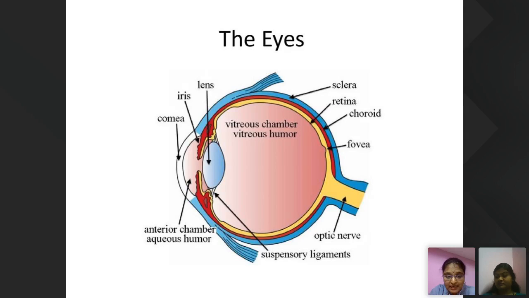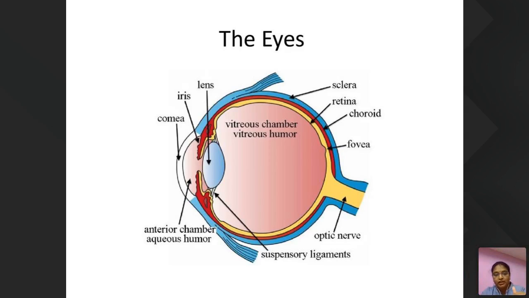Here two lines are running. This is the lens, and the lens is attached to the ciliary body by means of a suspensory ligament. This suspensory ligament and the ciliary muscle together play a vital role in changing the shape of the lens. The iris muscles act as a diaphragm, allowing the light rays to enter.